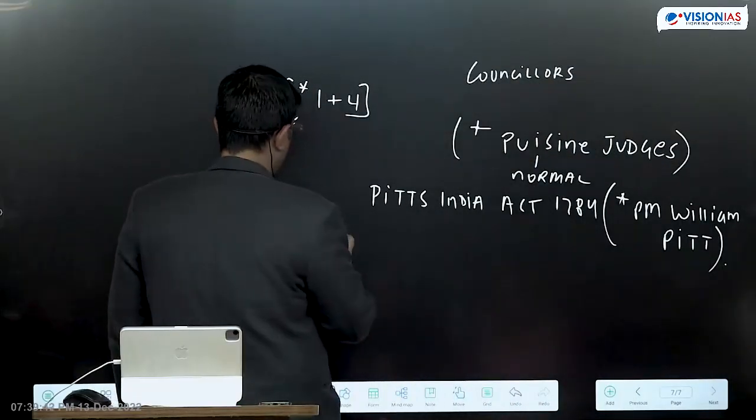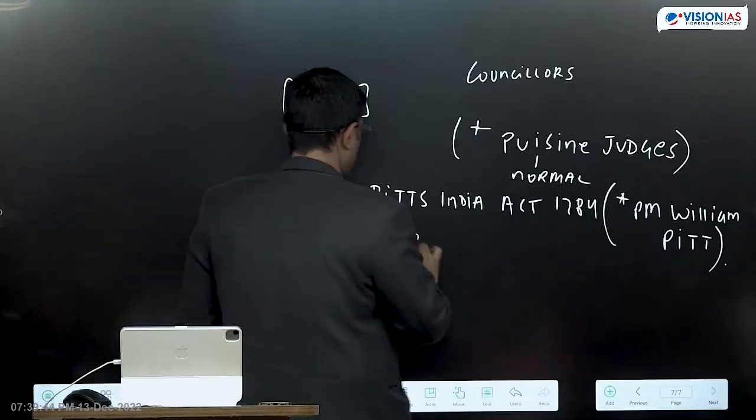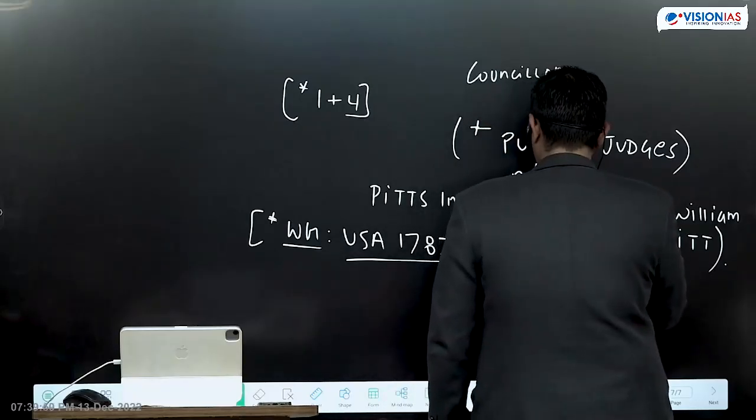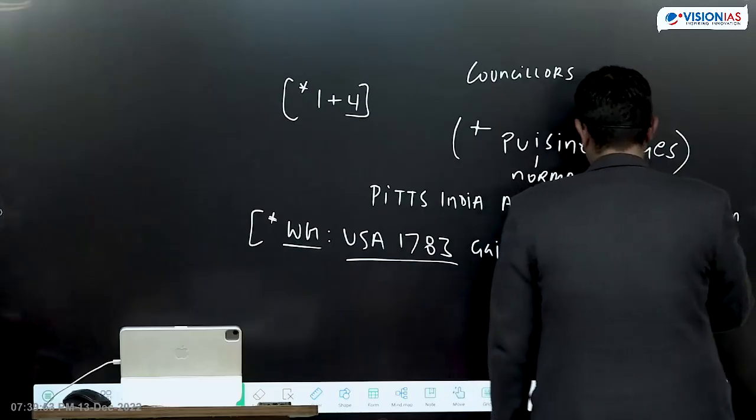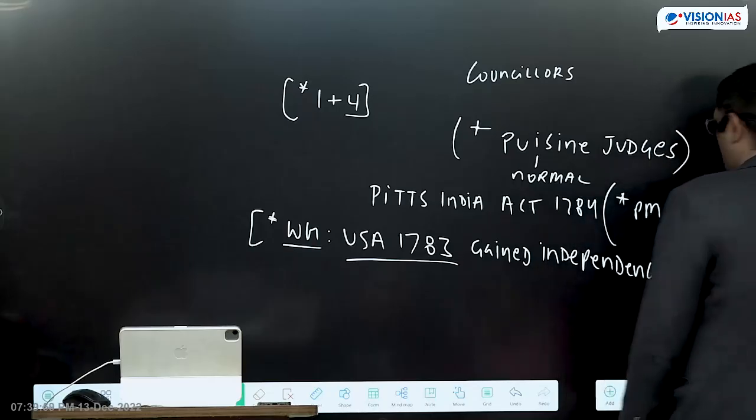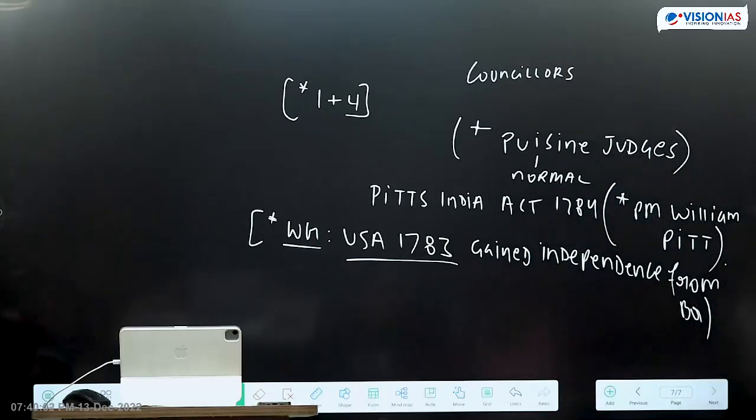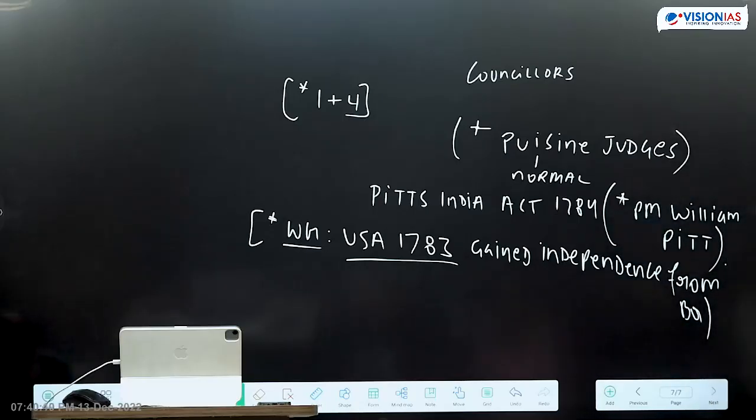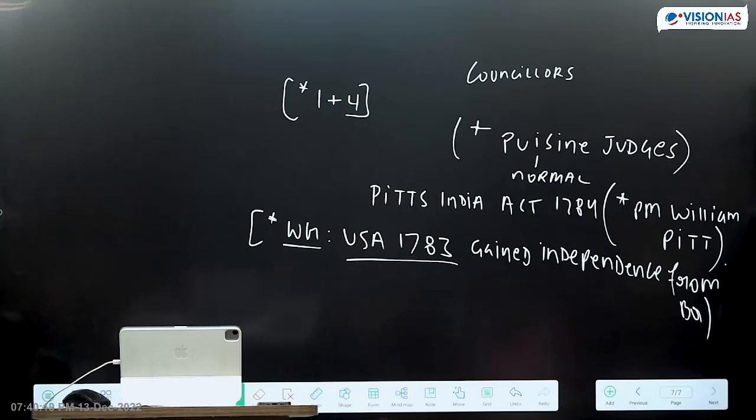World history. United States of America was set up in 1783. US gained independence from Britain. That is the context of world history. And therefore now the British state is very much worried कि कल को कहीं East India Company also should not declare independence. Right? So now they want to preserve India and they want to control the East India Company, not just regulate the East India Company. So that is the world history related context which is there.